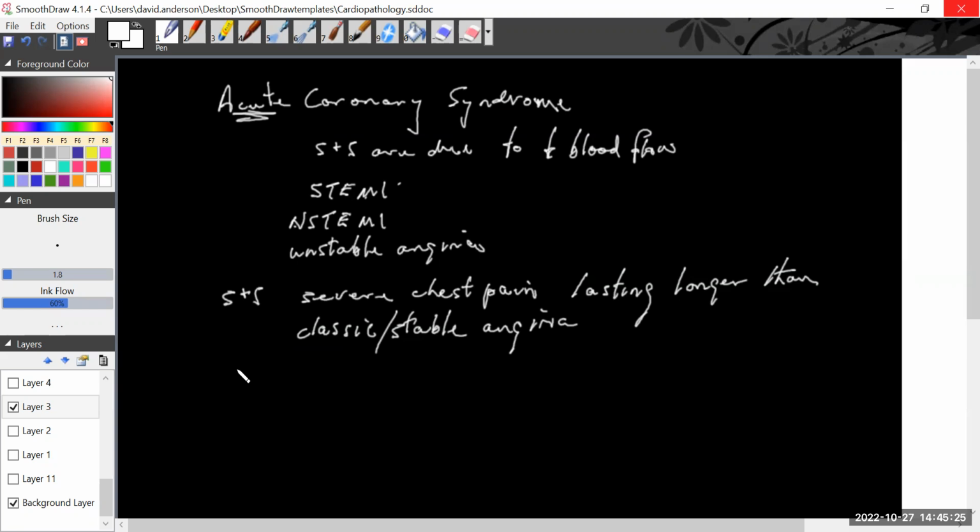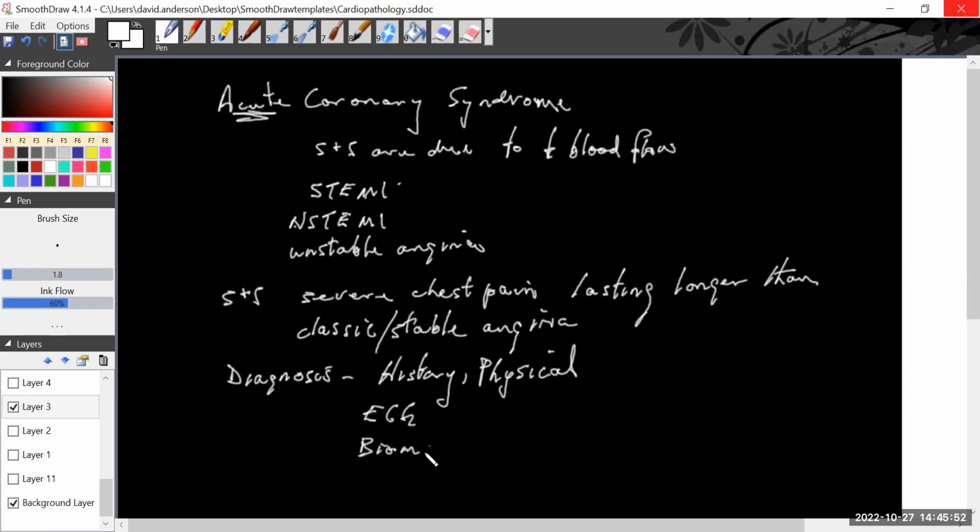So our diagnosis depends on our history, physical, but those are going to come across as very similar for all three of these possibilities. So then what we're going to depend on is our ECG and our biomarkers.